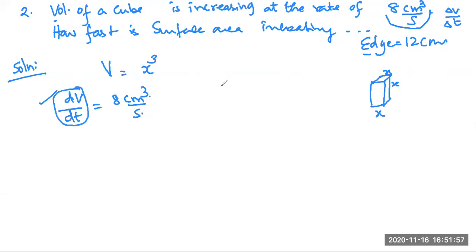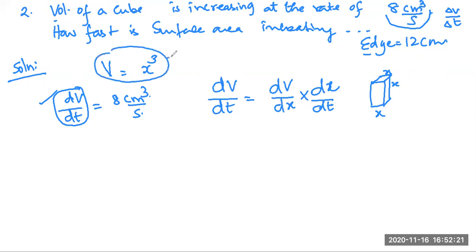So now, how do I get dV by dt from dV by dx? I have only dV by dx. So you need to multiply with something, then I get dV by dt. That's why, to get dx cancelled, I'll put dx by dt here. So we need to first find dV by dx, then multiply by dx by dt.